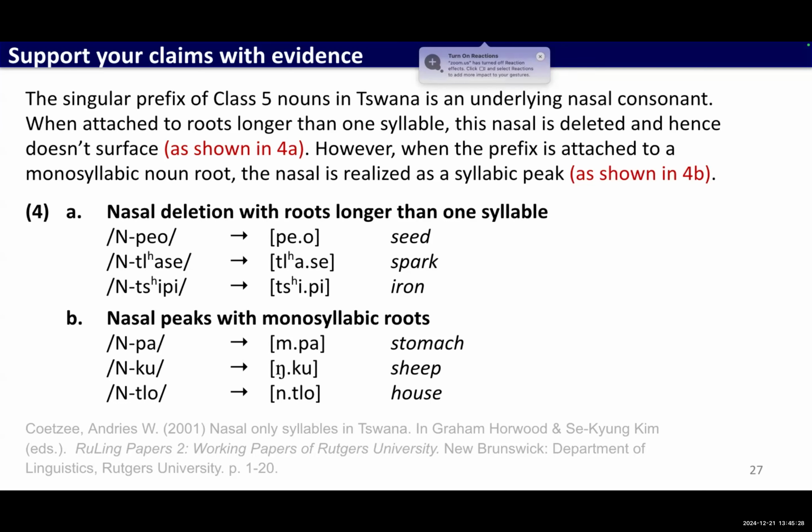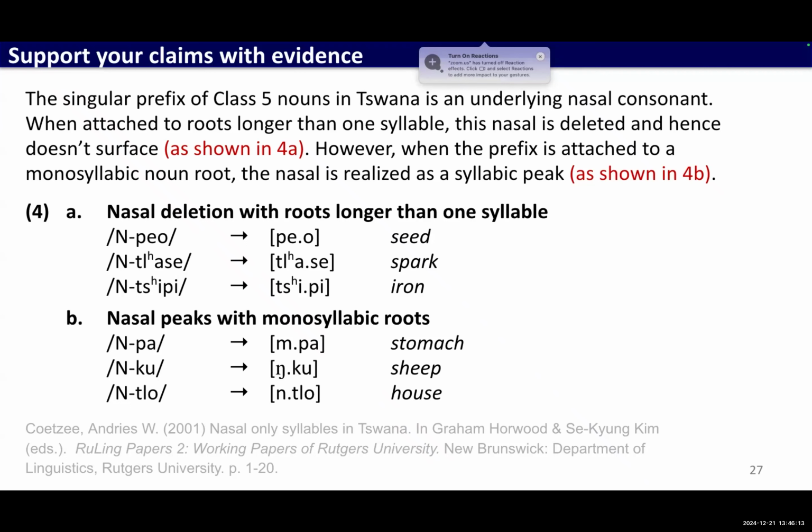4A, and I tell the reader, nasal deletion with roots longer than one syllable. And then give the data, mark the morpheme boundary so you can see the nasal is a prefix. Use forward slashes to show underlying forms, square brackets to show surface forms. So you can look at those first three examples and easily see how they illustrate the fact that the nasal deletes. And then in the text above, it says, as shown in 4A. So when the reader gets to that point, they know to go and look at the examples in 4A. And then even in 4A, you repeat the argument by giving a heading to the data to make it really easy on the reader.